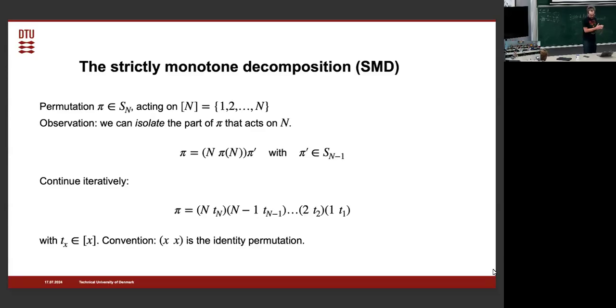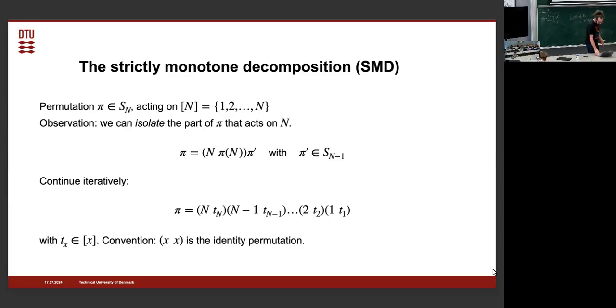Good, so now we have this decomposition of pi into n transpositions. Some of them might be the identity. And they have a very nice structure, right? We have these t values here. It's only Tn that has an interpretation as an actual output of pi. But Tx is in the range 1 to x, right? Because we iteratively applied this decomposition.